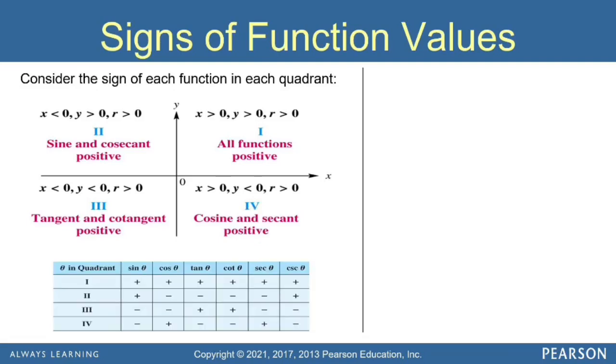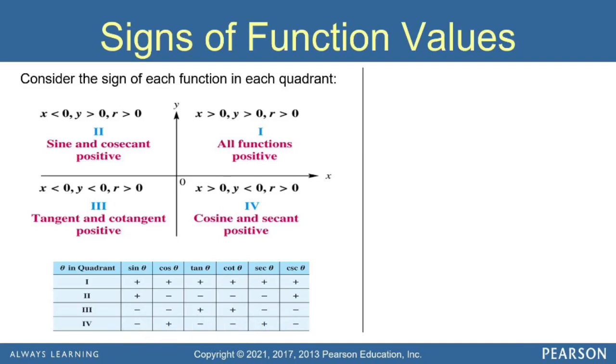Here is a breakdown of what functions are positive and negative in each quadrant. So in quadrant 1, as you can see, all 6 functions are positive. In quadrant 2, only sine and cosecant are positive, the other 4 are negative. In quadrant 3, only tangent and cotangent are positive, and in quadrant 4, only cosine and secant are positive.